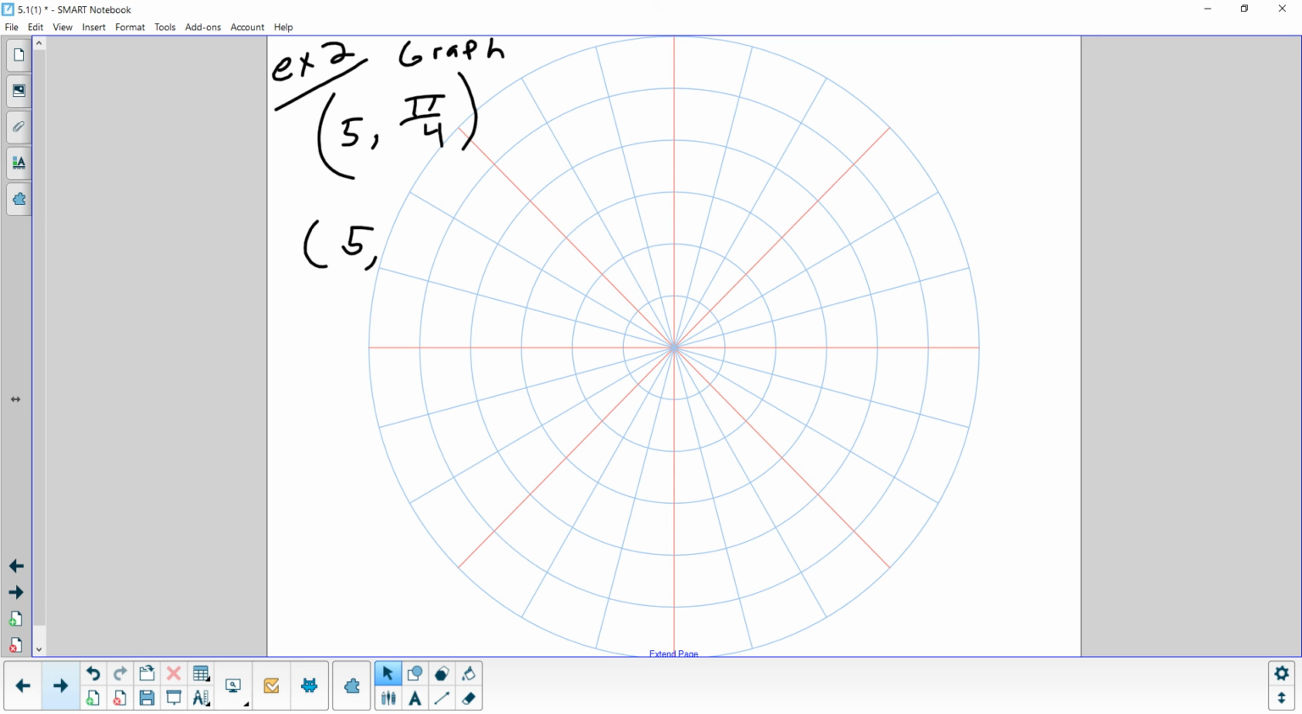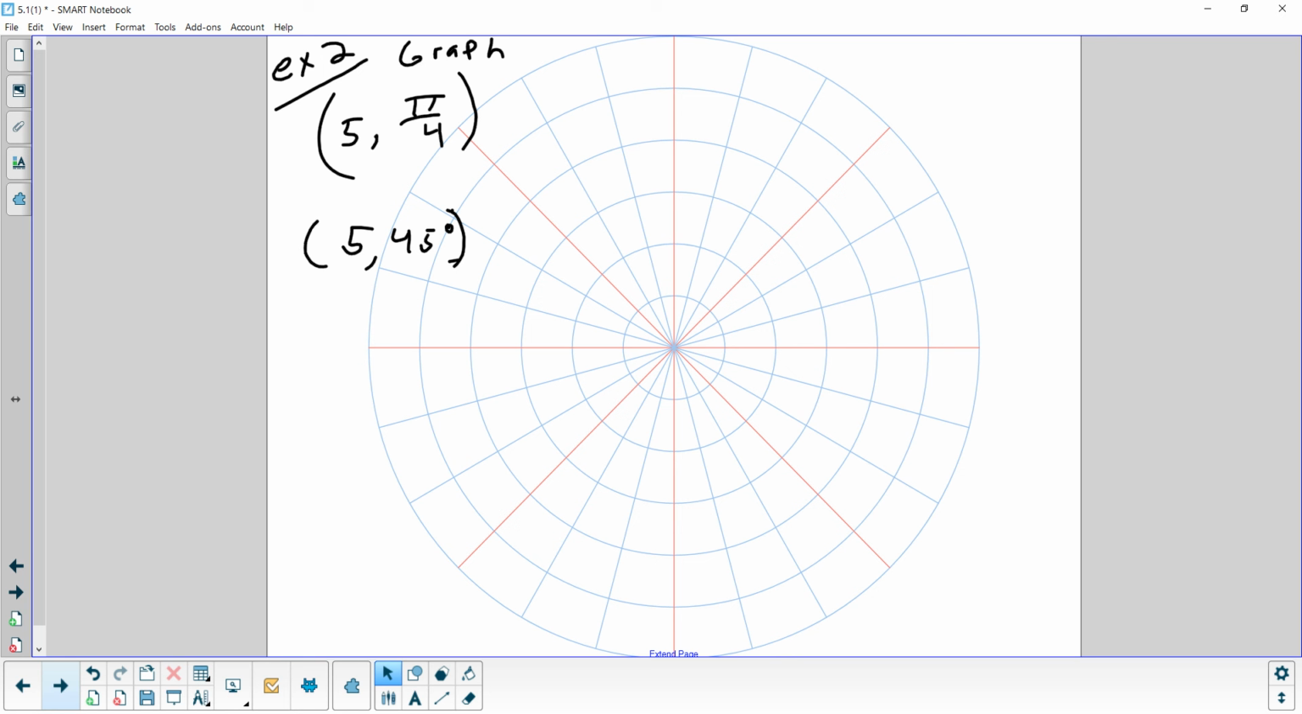Does anybody remember what pi over 4 is in degrees? Jess? 90. 90 is pi over 2. Oh, so 180. 180 is pi. Oh, I don't remember. James? Is it 45? That's 45, because pi is 180, so this really means 180 divided by 4, which is 45. Changing to degrees is not necessary. If you can graph it without doing that, go for it.